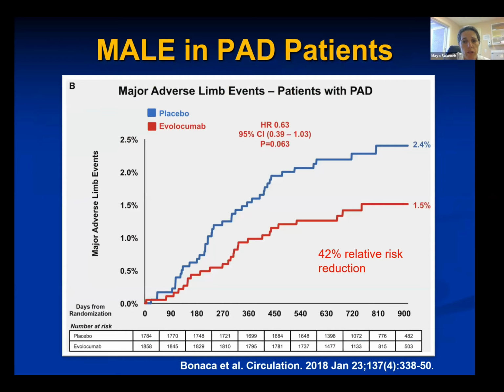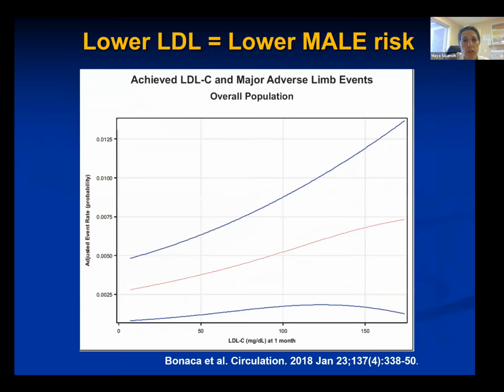Similarly, the trial showed a 42% relative risk reduction in major adverse limb events in PAD patients treated with evolocumab versus placebo. And in the major adverse limb events, they showed that really the lower the LDL was, the lower the risk, almost a linear relationship all the way down to an LDL of 10, resulting in a lower risk of major adverse limb events.